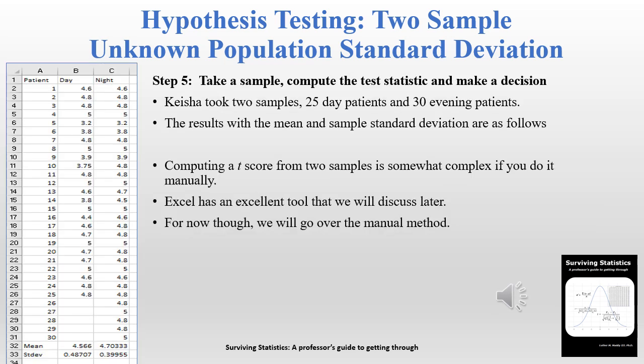All right, step 5 is to take the sample and compute the test statistic, and then make a decision by comparing the test statistic you compute to the critical value. Well, computing a t-score manually from 2 samples is fairly complex. We're going to go ahead and step through it. As you probably would have guessed, I like to use Excel to do it, but bear with me as we try to explain how this actually can be done manually.